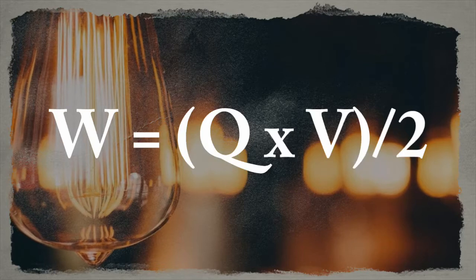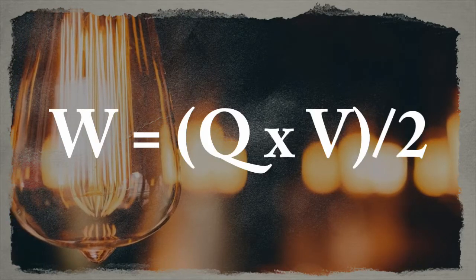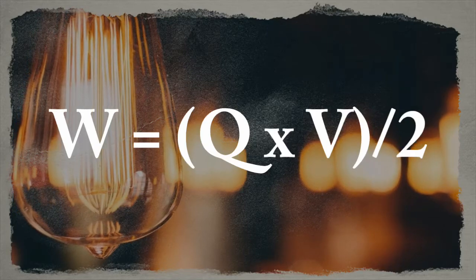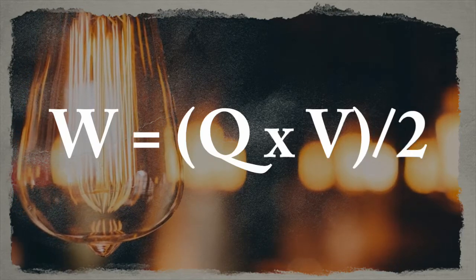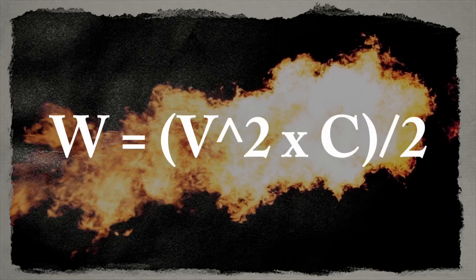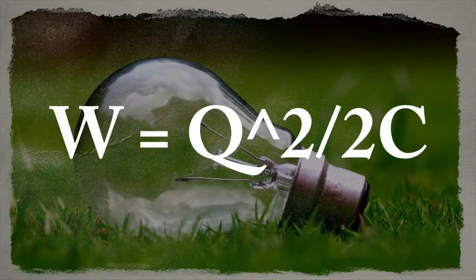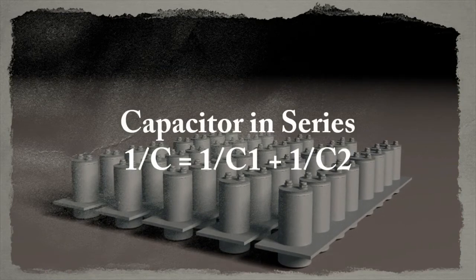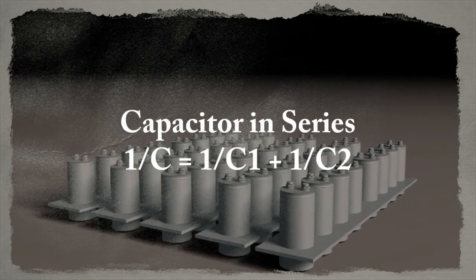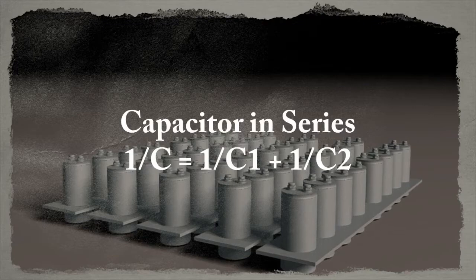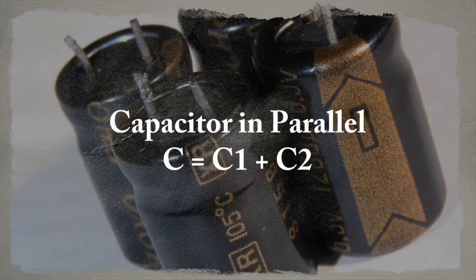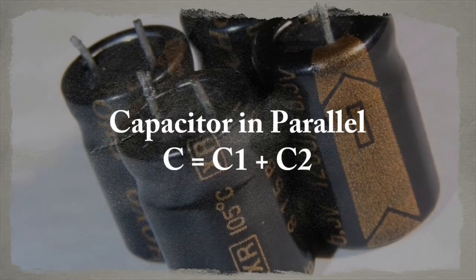A capacitor stores the electrical energy it received from whatever charged it. It can be shown that the energy in joules stored by a capacitor is given by the equation shown. When capacitors are connected in series, their equivalent capacitance can be defined by the equation shown. Furthermore, when capacitors are connected in parallel, their capacitances add up.